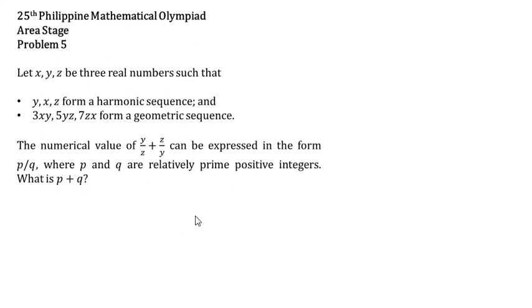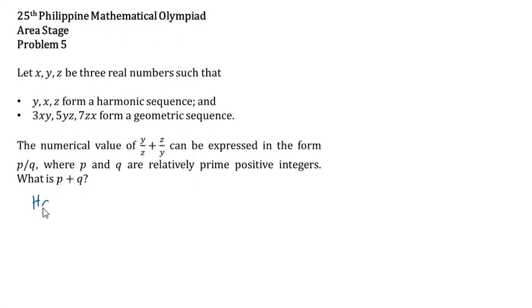Alright, so this problem clearly requires the use of the algebraic manipulation method. This means that we need to come up with equations that we will manipulate in order to solve for the numerical value of y over z plus z over y. Now, let's take advantage of the given sequences here. The sequence y, x, z is a harmonic sequence. What do we know about harmonic sequences? If we take the reciprocals of the terms of a harmonic sequence, the resulting sequence is an arithmetic sequence. So let's take the reciprocals of these terms.